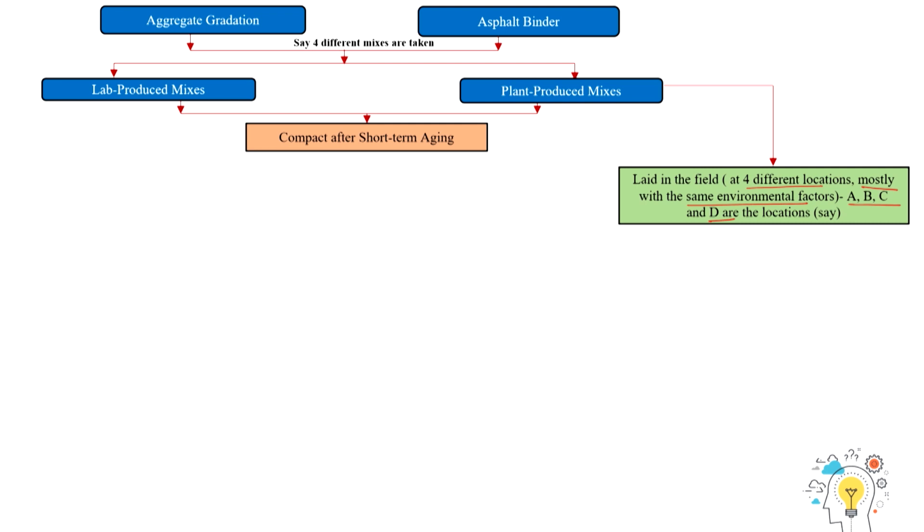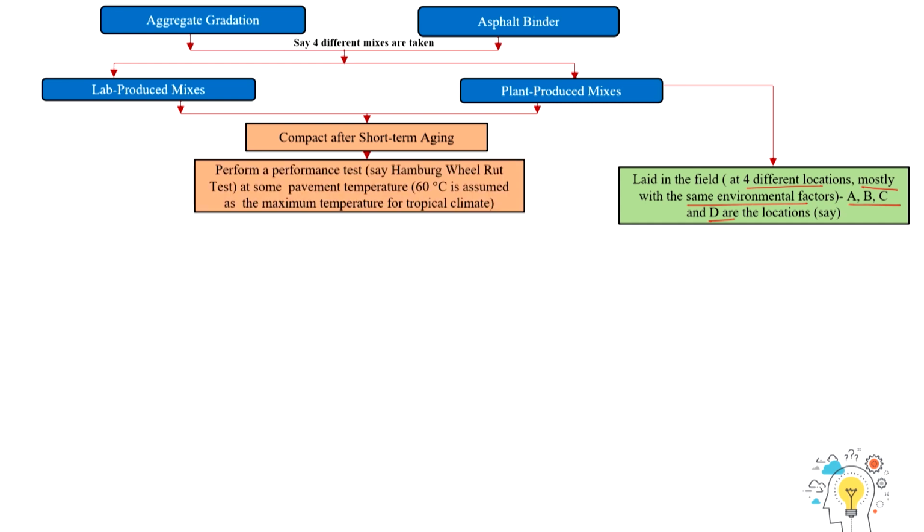Now, we have the lab produced mix, we have the plant produced mix, we will compact them after subjecting the mix to short term aging. This is also very important because when we open our pavement to traffic, the mix is already subjected to short term aging. So, it is better to analyze the short term aged specimens than only the virgin specimens. So, compact after short term aging.